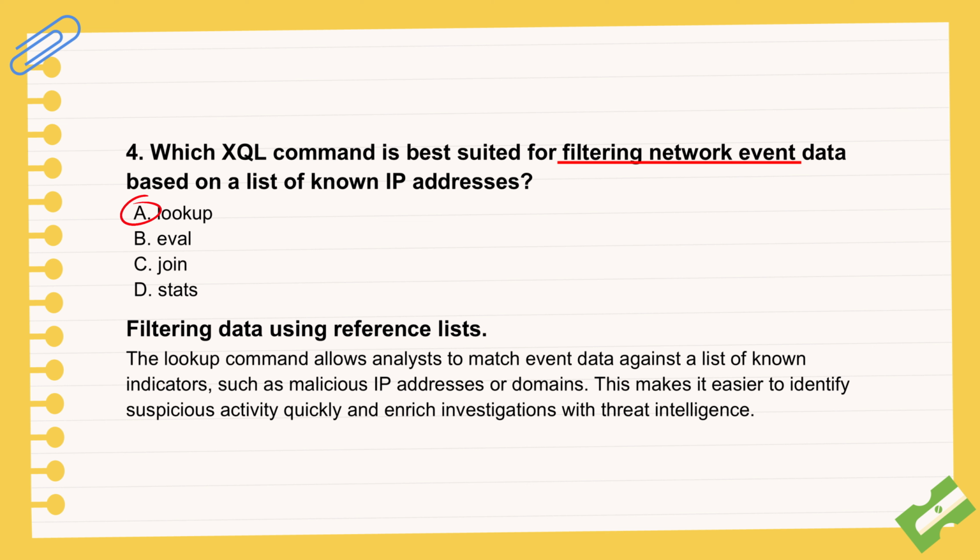I mean, think about the alternative, manually checking every single connection against a constantly changing list of bad IPs. Forget it. The lookup command automates that whole process. It allows for rapid identification of network traffic hitting those critical threat intel feeds. It's almost like giving the system a cheat sheet to check against. Okay, that really clarifies how XQL bridges that gap between raw data and actual intelligence, especially with external feeds.